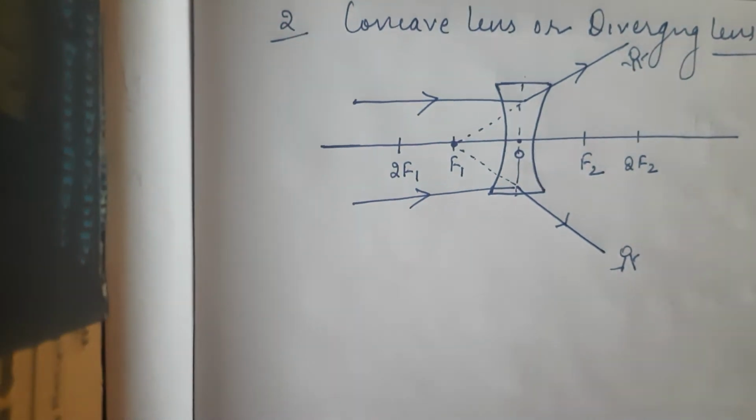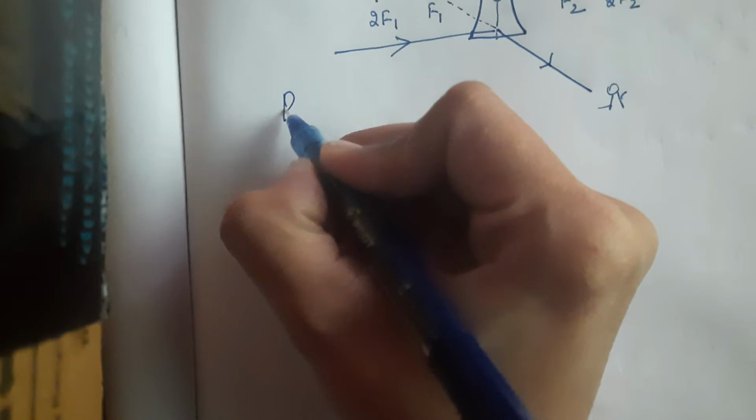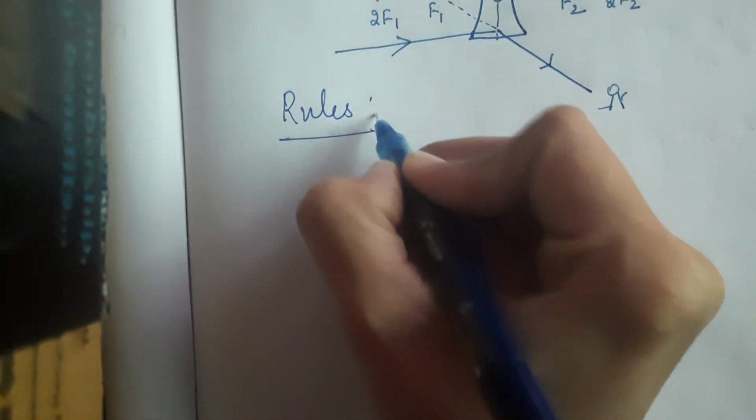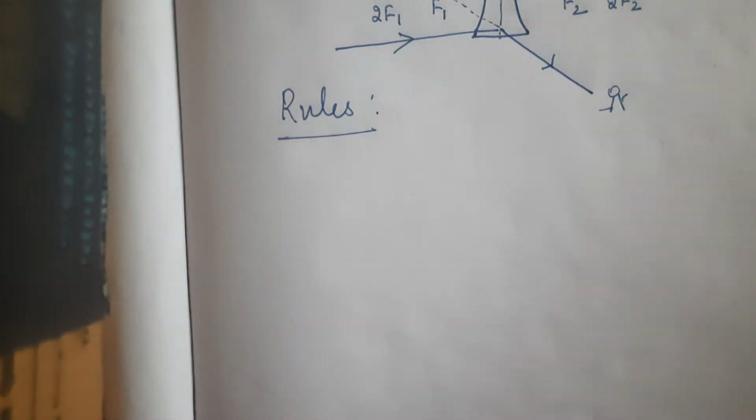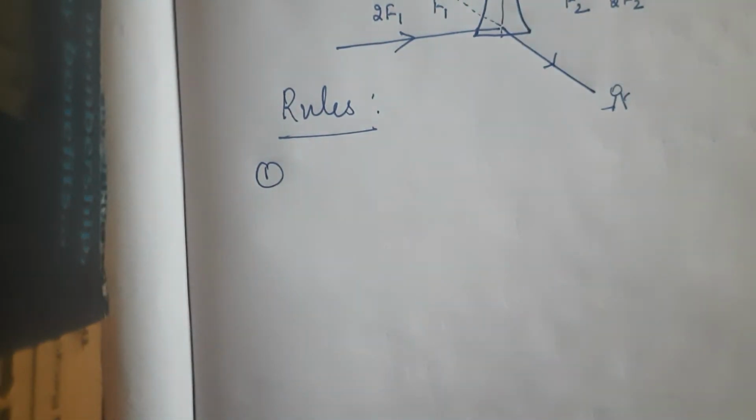Alright, so we are all done with the convex and concave lenses. Let's understand a few rules. Rules, what are the rules? Rules to make the ray diagram. So the first rule is, I'll be explaining the rule for the convex lens. It's the same for the concave lens also.